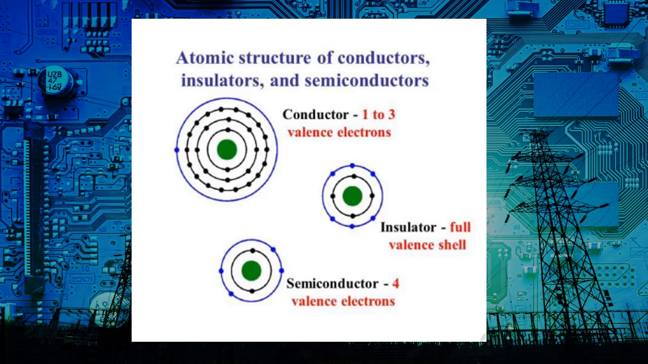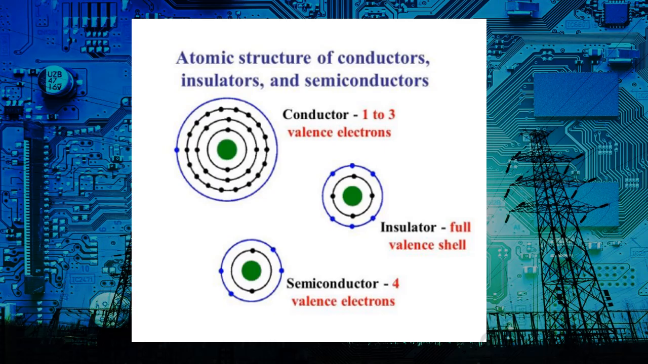In terms of electrical conductivity, we have conductor, insulator, and semiconductor. In basic understanding, we say a conductor conducts electricity, an insulator does not conduct electricity, and a semiconductor acts in between a conductor and insulator. Sometimes it becomes a conductor, sometimes it becomes an insulator.